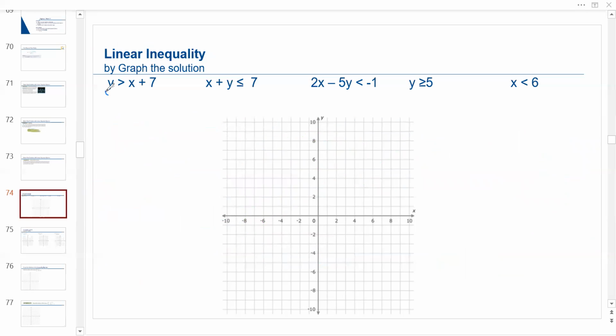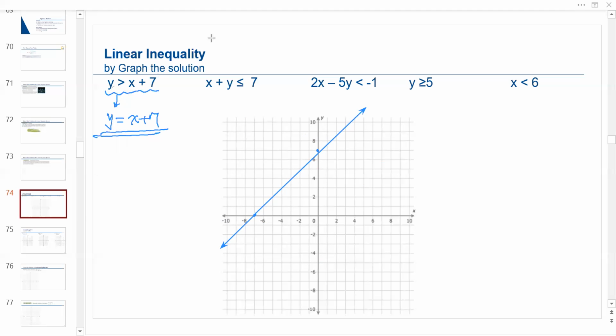Let's see this example. y equals x plus 7. So we find this line. Everyone can graph this line, right? 7 is right here: (0, 7) and (negative 7, 0). So we can graph this one, right? All right.